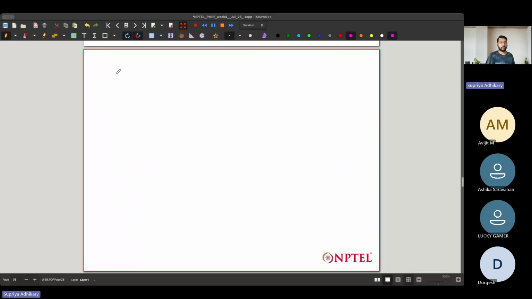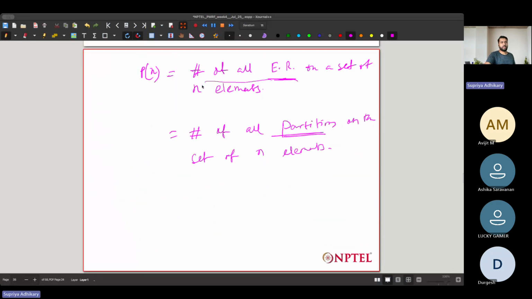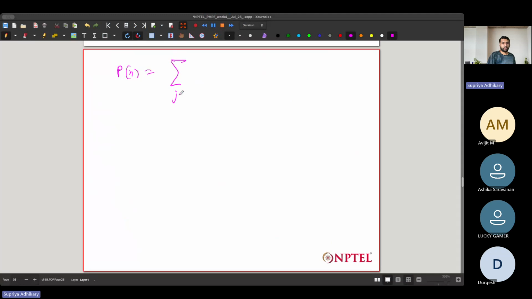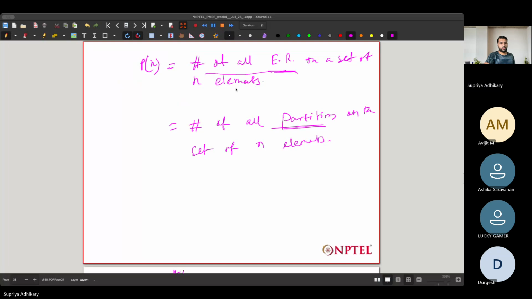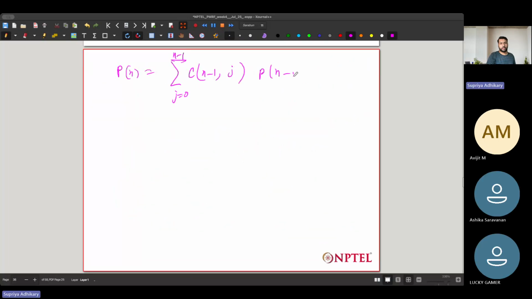Now, it can actually be proven that this relation is true: the sum over j equals 0 to n minus 1 of C(n minus 1, j) times P(n minus j minus 1). Now we can prove this using induction.